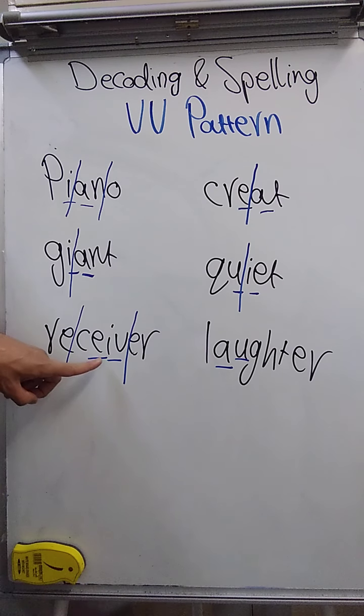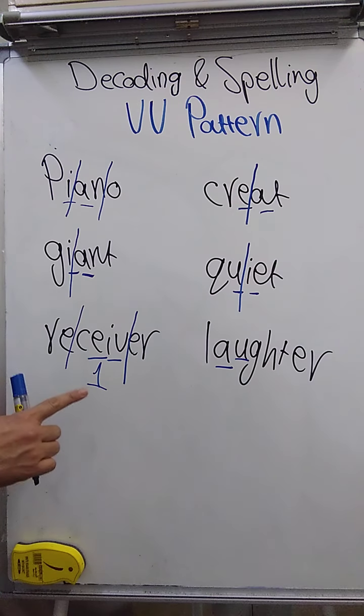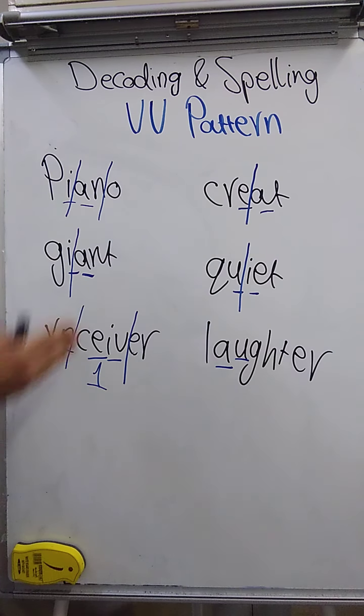Receive. So I'm making one sound. So that's why they're going to be in the same syllable, and I'm not going to divide them or make them separate. Okay.